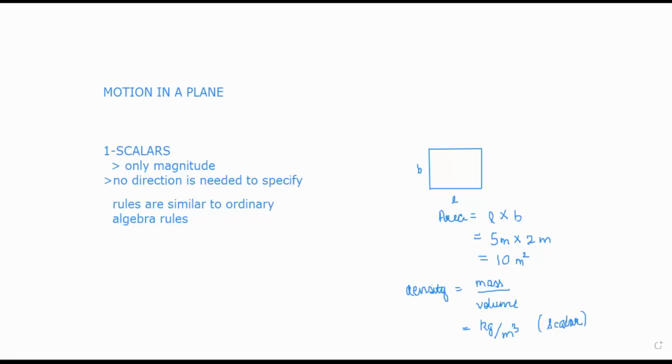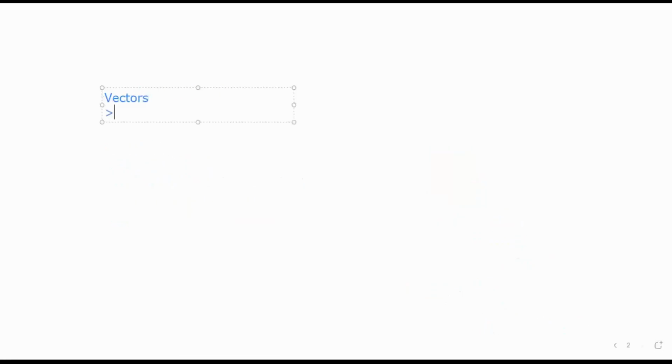Now coming to the vectors. Vectors are the quantities that have to be specified by both the magnitude and the direction.